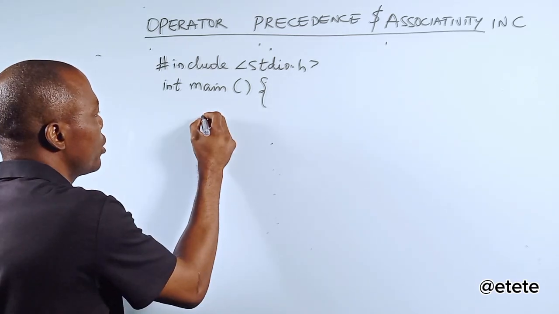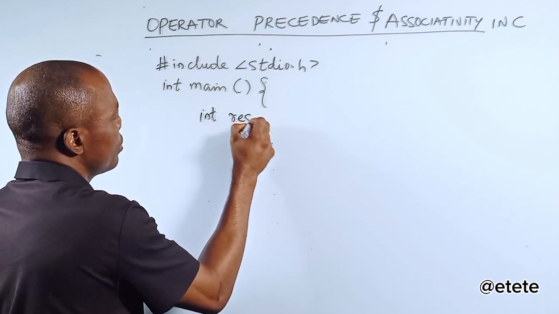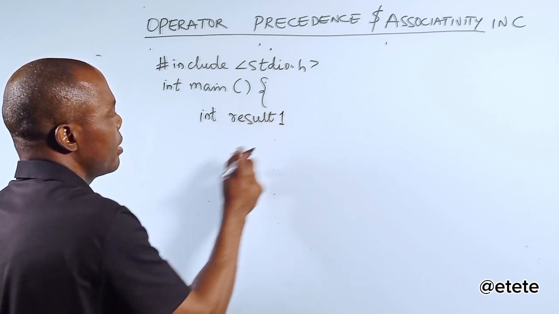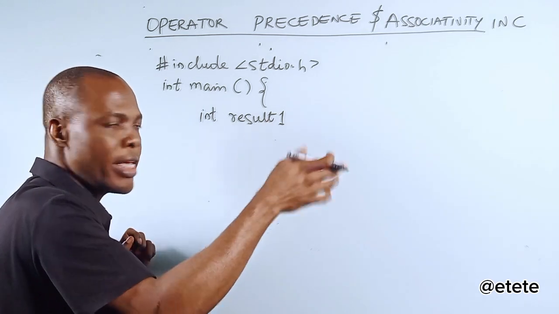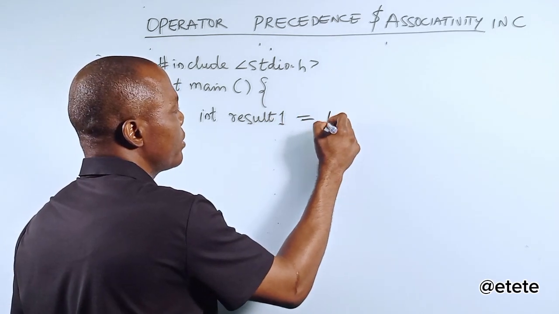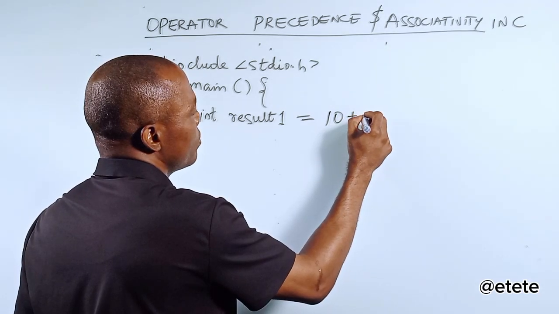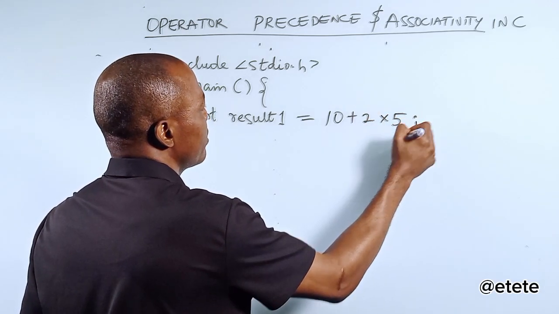So what it will return, I'll say int result1. Yes, this is a variable name, result. So just like saying int a. So this is result1. Then I'm going to give the expression. The first one I will say 10 plus 2 multiplied by 5, right?